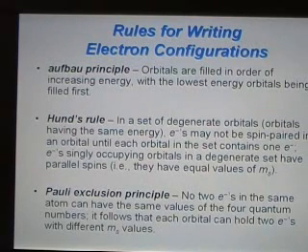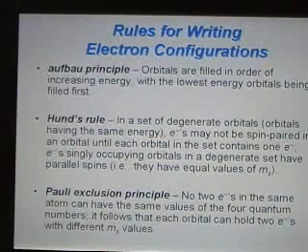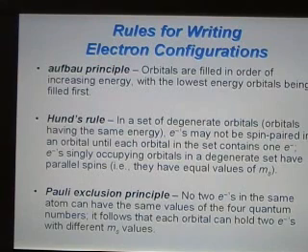There are 3 basic rules for writing electron configurations. First is the Aufbau principle, which we just talked about. It's where orbitals are filled in order of increasing energy. So we start off by filling the 1s, then the 2s, then the 2p, then the 3s. So with more and more electrons, we add more subshells, or more collections of orbitals, for these electrons to reside in. The second rule is called Hund's rule.